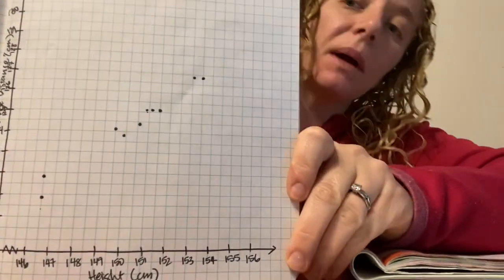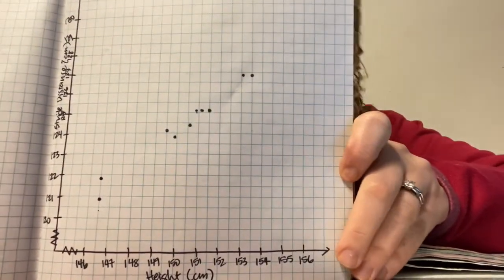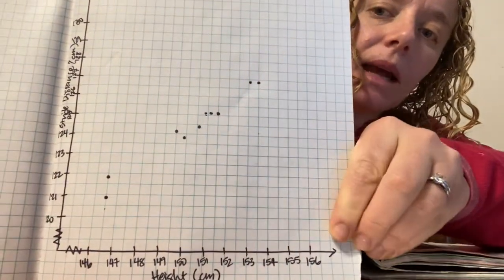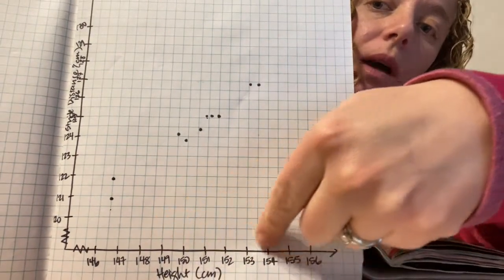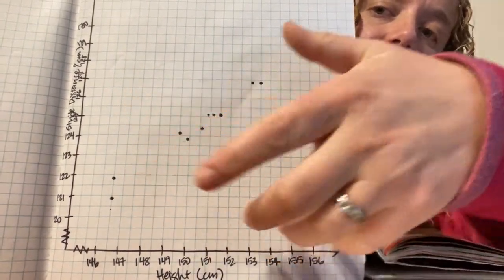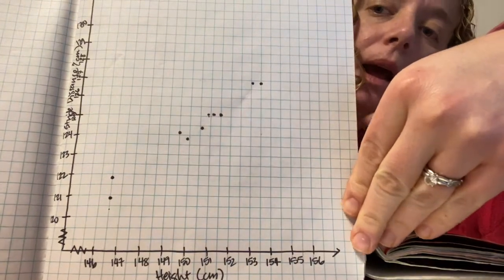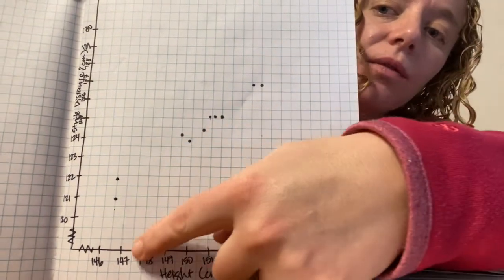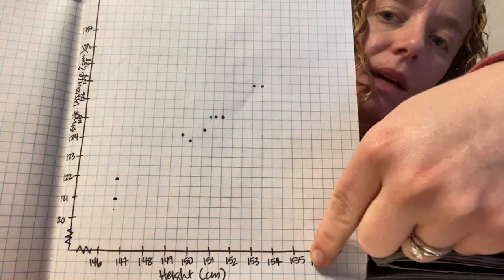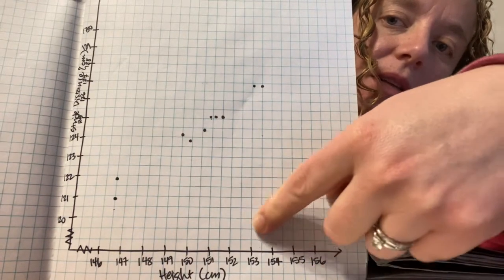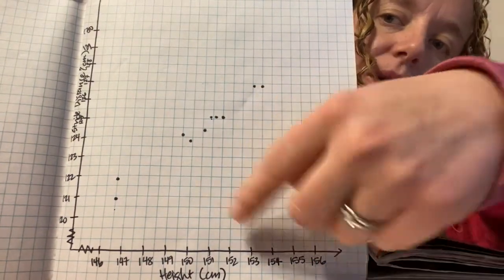Okay, so here is my plotted data. If you look at my scale, I went by 2s along the bottom and along the top, so that way I could keep my scale consistent. However, I really zoomed in. I literally started at 146 and went to 156, and obviously my data stops at the 153 range.